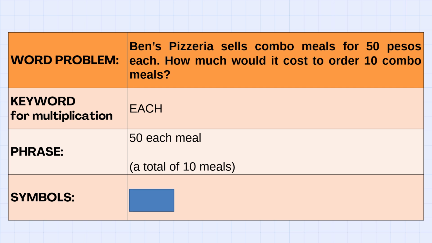Alright, so since we have a total of 10 meals, to answer now the question, how much would it cost to order 10 combo meals? That will be 50 times 10. And that will be in symbols. Alright, so 50 times 10 is now the representation of the total cost to order 10 combo meals.